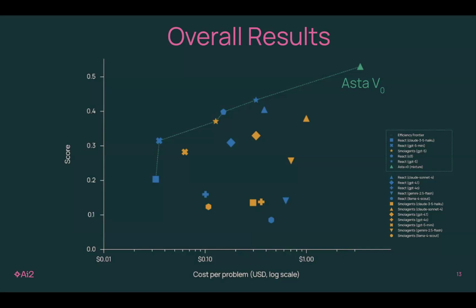You don't actually need to see all the details, but they're available in the blog post and in the paper if you want to see them. But that's what's going on here. So there's a whole bunch of different generic agents. There are two different generic agents: one is a React agent, and the other is smolagents. And there's a bunch of different base models.